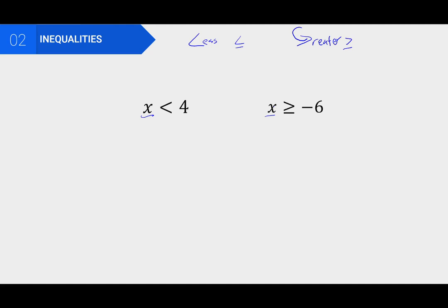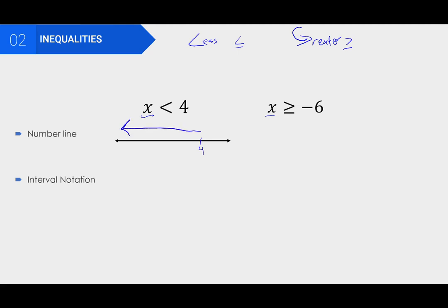There are different ways to annotate these inequalities. You can write them as is, but you can also show them on a number line and use interval notation. Let's look at the number line first. So we're going to draw an arrow and point it towards the direction of all the numbers that are included in this set. So if we're looking at 4 as our starting point, it's going to be all the numbers to the left of 4.